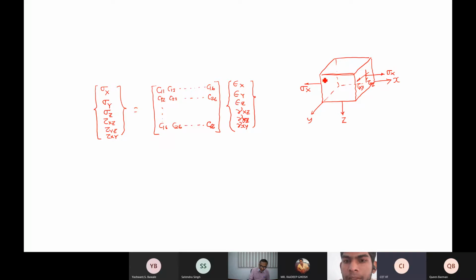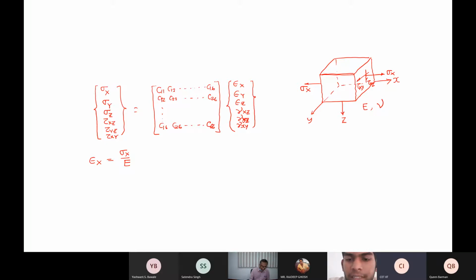Now suppose you consider this object and it is only subjected to sigma X. The material properties are Young's modulus E and Poisson's ratio nu. Can you tell me what the strain along X is? Epsilon X is equal to sigma X divided by E. Is that okay? Yes, sir. Is that clear? Yes, sir.